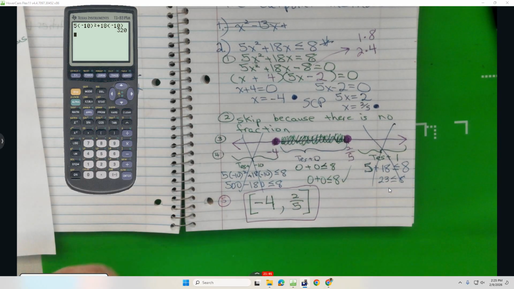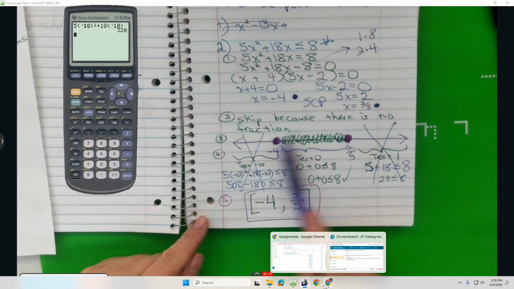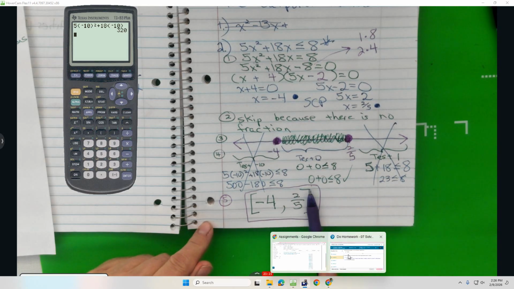I have a question. Does it matter the order? Could I have written 2/5, comma, -4? Y'all tell me, does that matter? Could I have written 2/5, comma, -4? No, you cannot. You must write it in the order of a number line, small to big.